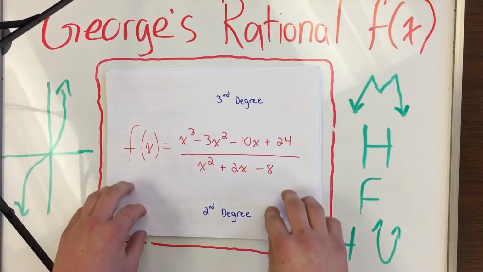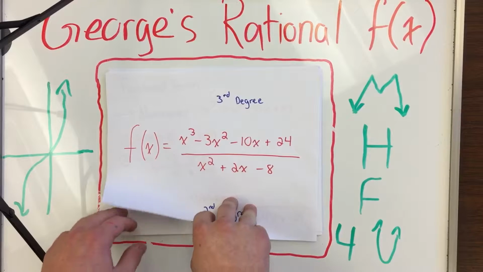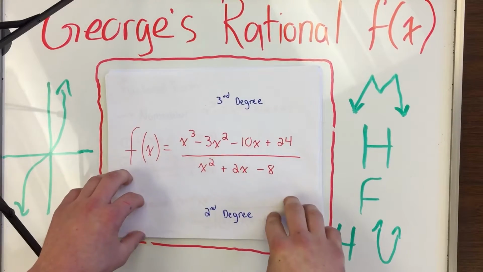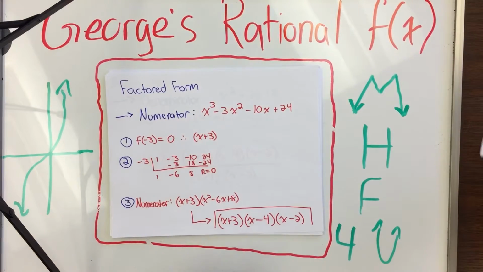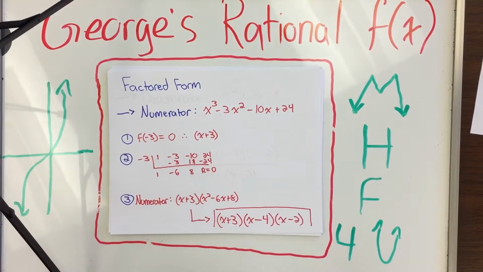Function, I chose to do a third degree polynomial over second degree polynomial. The function is x cubed minus 3x squared minus 10x plus 24 divided by x squared plus 2x minus 8. In order to deal with this function, we need to put the numerator and the denominator into factored form.